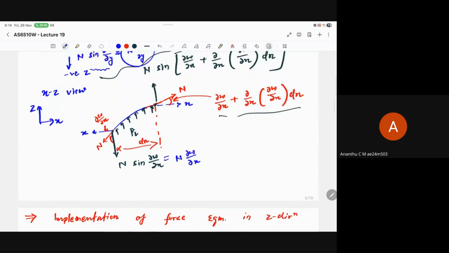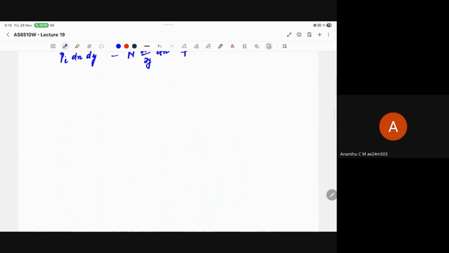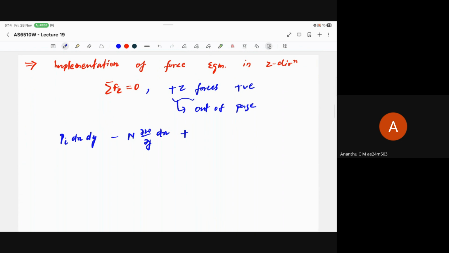Similarly, for YZ, if you expand the sine of delta y, upon dou y, dou w upon dou y is going to be dou w upon dou y, and so on. So let me write it here. What we are going to have, multiplied by the angle, sine will not be there, so this will be dou w upon dou y plus dou square w upon dou y square dy, and multiplied by this is also acting at x.